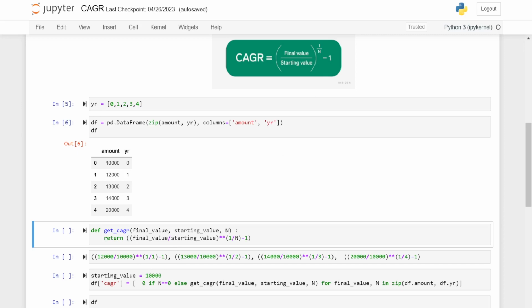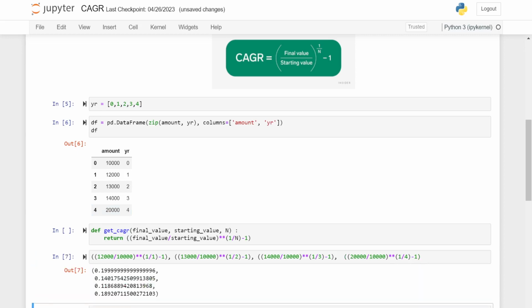So likewise, 10,000 is becoming 13,000 after 2 years. So we have written 13,000 divided by 10,000 raised to the power 1 by 2. Why 2? Now it is after 2 years, hence by 2. And then next, 10,000 is becoming 14,000 after 3 years. 10,000 is becoming 20,000 after 4 years. We have written it here manually, right? So we are going to get these.